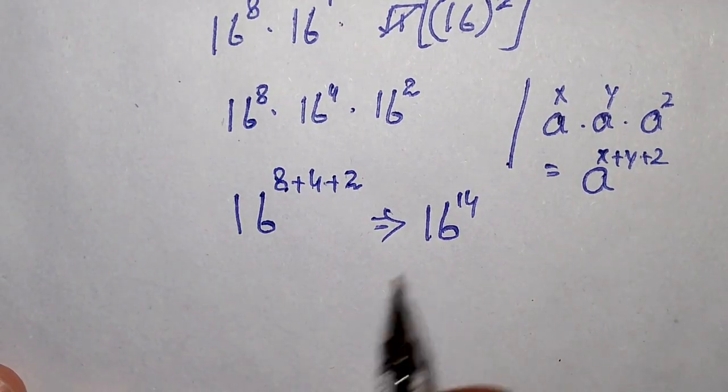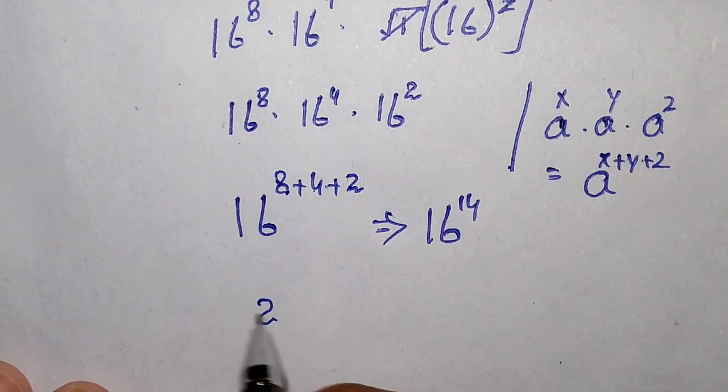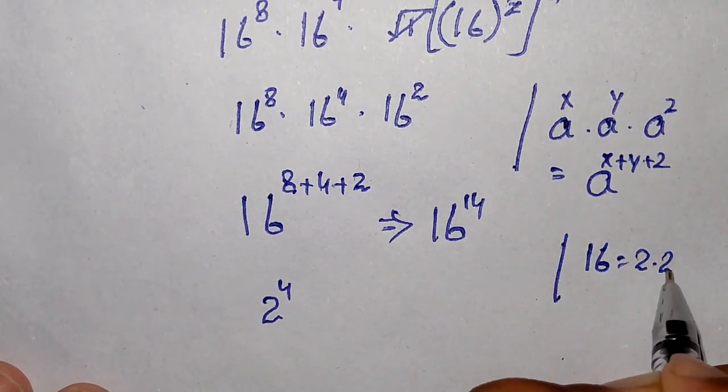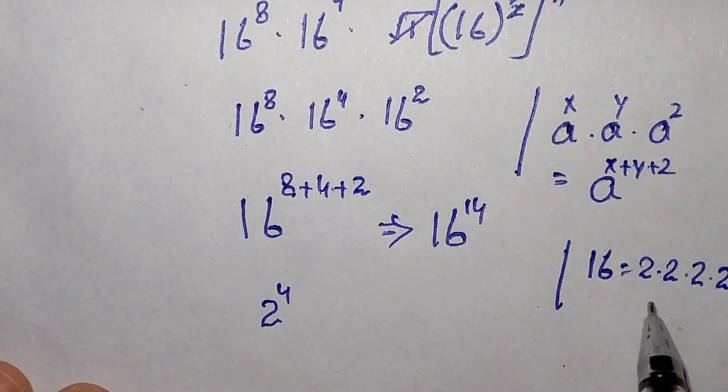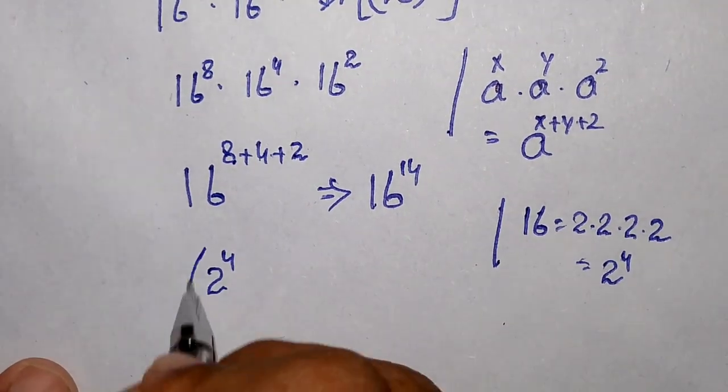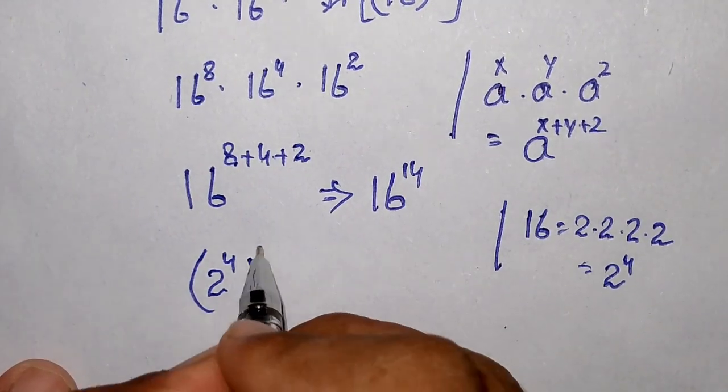Now we know that this 16 is equal to 2 to the power of 4, because 16 is equal to 2 times 2 times 2 times 2, which is equal to 2 to the power of 4. So this 16 is equal to 2 to the power of 4, and to the whole power of 14.